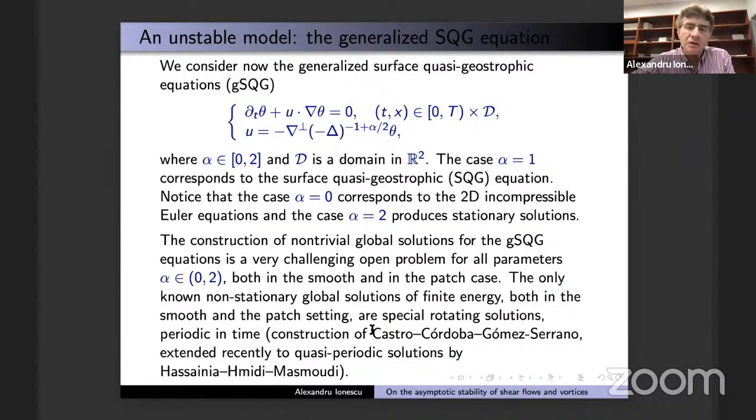And that's the construction of Castro, Cordoba, and Gomez-Serrano. And this was extended recently to quasi-periodic solutions by Hassainia, Hmidi, and Masmoudi. So there are some families of time-periodic and time-quasi-periodic solutions.